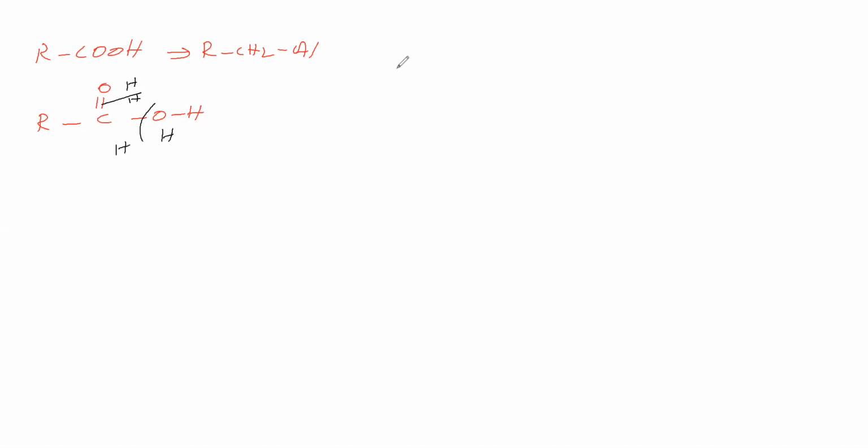What reducing agent can we use for this reduction? Lithium aluminum hydride in ether we can use. Then diborane in THF we are using. These two reducing agents we can use for converting carboxylic acid into alcohol.